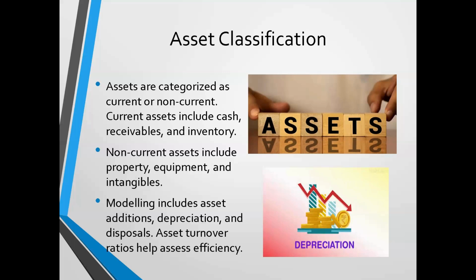So assets are split into current, like cash and inventory, and non-current assets, like buildings and equipment. In models, we track new purchases, depreciation, and when assets are sold. We also use ratios to see how well a business uses its assets.